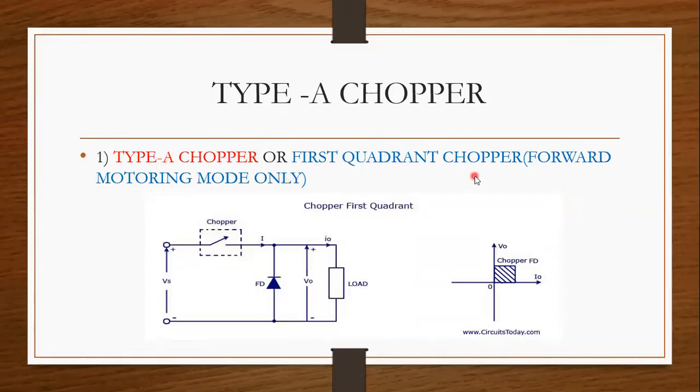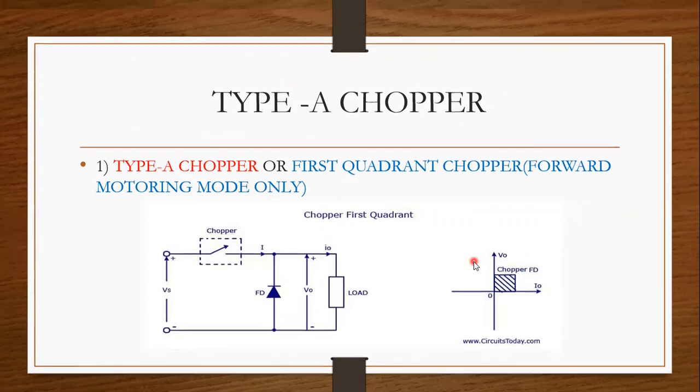Type A chopper, or first quadrant chopper, is called forward motoring mode only. It operates in the first quadrant, where voltage and current are positive. Regarding the speed-torque characteristics, torque is proportional to current, and speed is proportional to voltage. Speed and torque have the same sign, both positive. That is why it is motoring mode. This is called the first quadrant type A chopper.